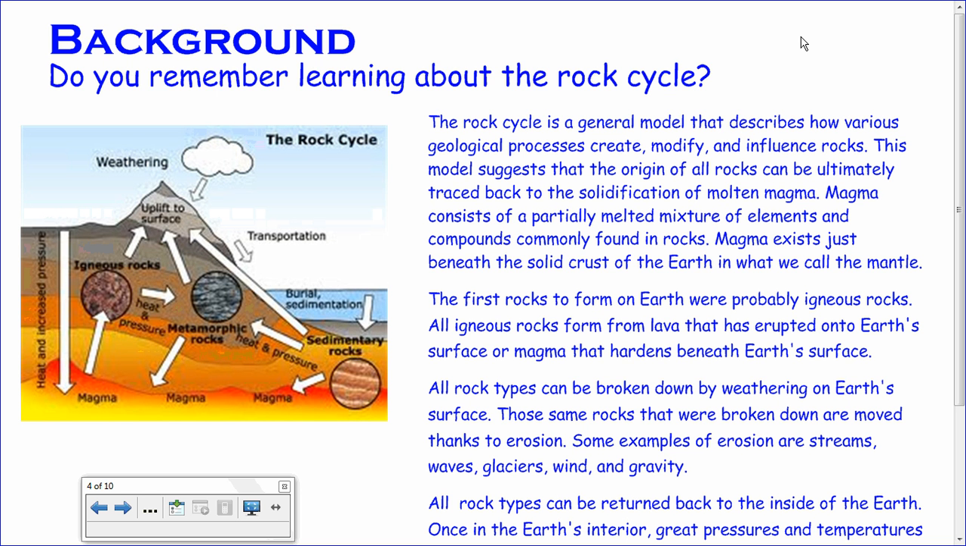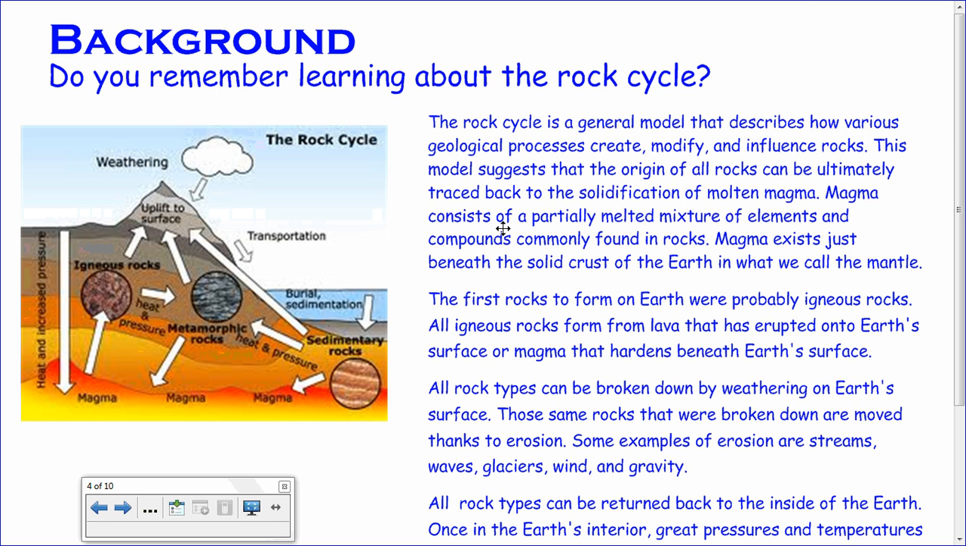The rock cycle is a general model that describes how various geological processes create, modify (the word modified means change), and influence rocks. This model suggests that the origin of all rocks, so where they came from, can be ultimately traced back to the solidification of molten magma, so to the hardening of magma.